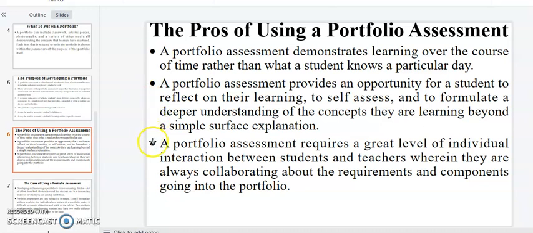Three, a portfolio assessment requires a great level of individual interaction between the student and teachers, wherein they are always collaborating about the requirements and components going into the portfolio.